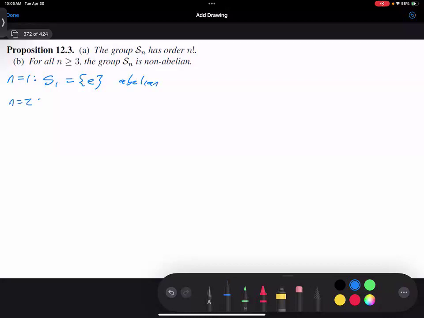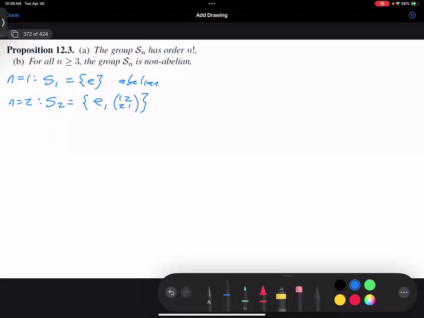If n equals 2, then S2 has just 2 elements: e, and the transposition that sends 1, 2 to 2, 1. There's no other possible permutation. I either don't change anything, or I send 1 to 2, at which point I have to send 2 to 1. In order to have something that's non-abelian, I have to have 2 distinct elements and multiply them, and the order has to matter. Well, my group at least has 2 distinct elements, so I have a chance of being non-abelian, but one of the elements is the identity.